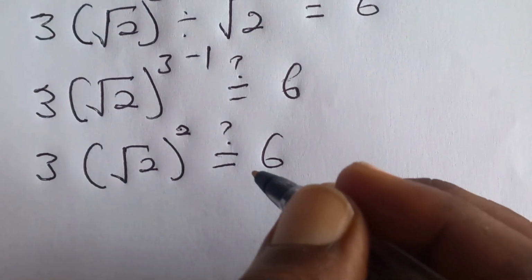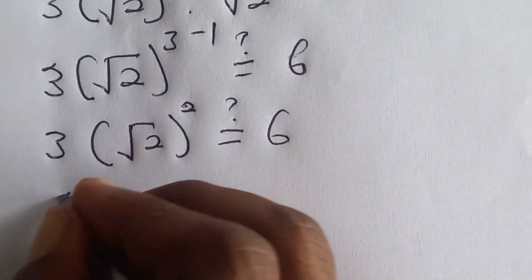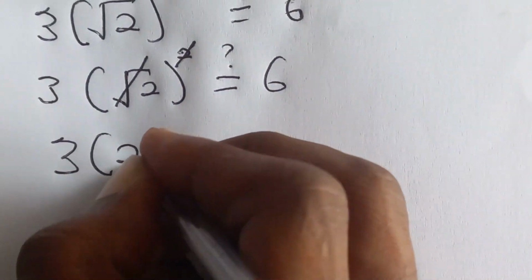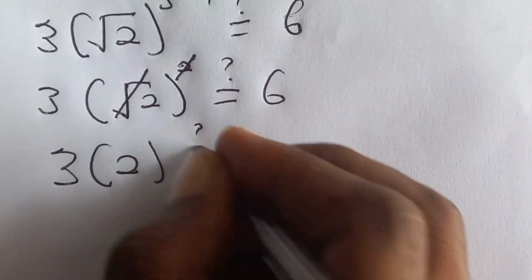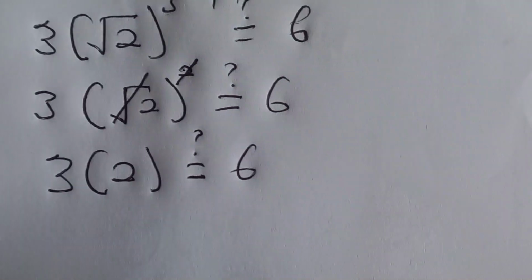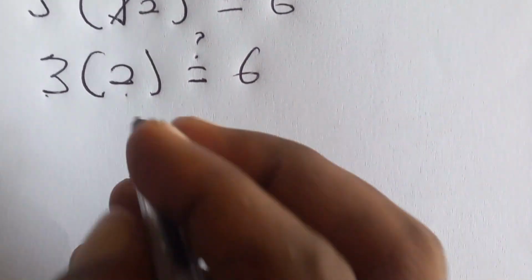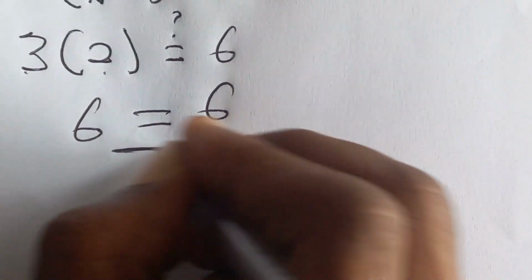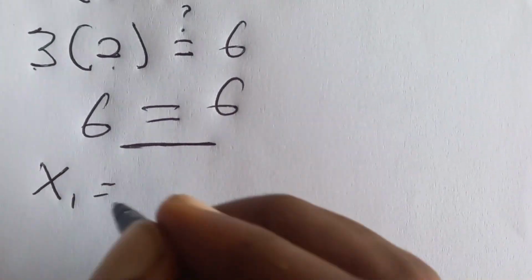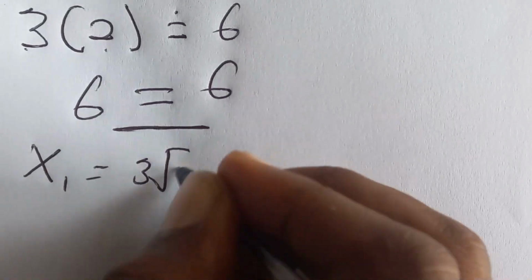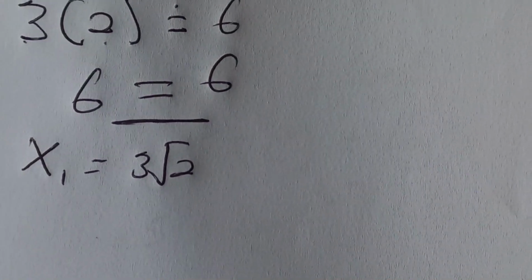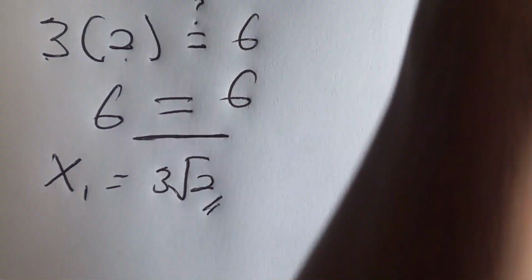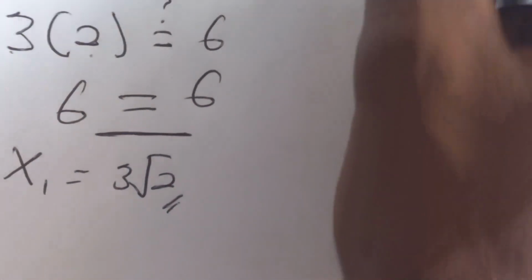So now we have 3 into bracket, these 2 will cancel the root here, leaving the 2. So now 3 times 2 is 6, and it's equal to this 6. So it means that for x1, which is equal to 3 root 2, is true. It's true for the expression. Now let's check the other one too.